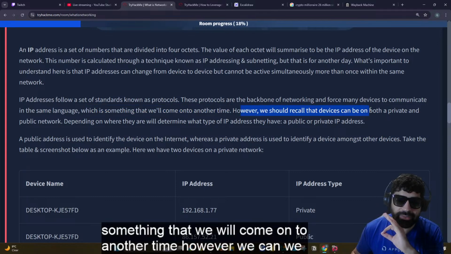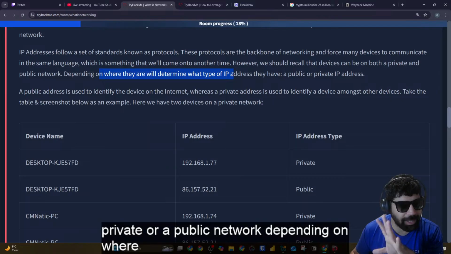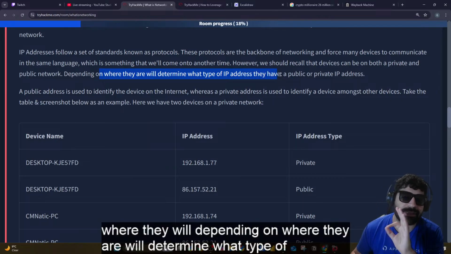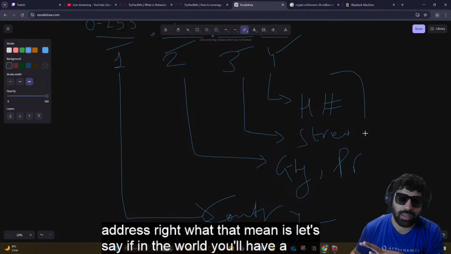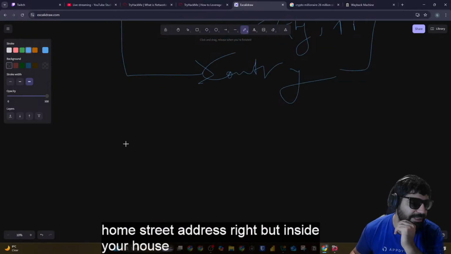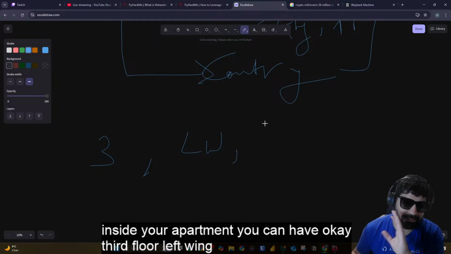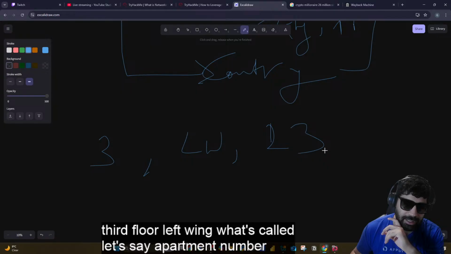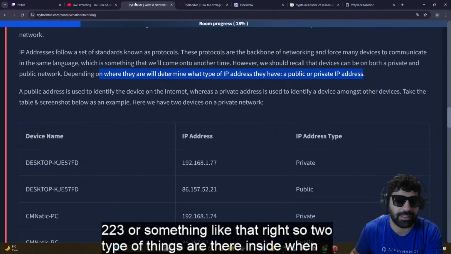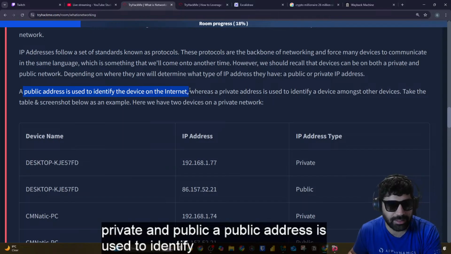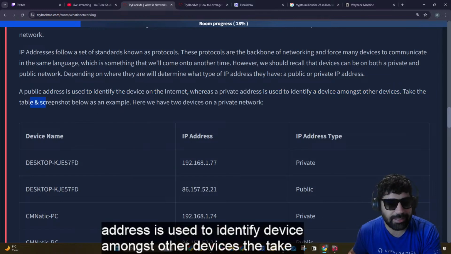However, we should recall that devices can be on either a private or a public network, and depending on where they are will determine what type of IP address they have, a public or a private IP address. What that means is, in the world you have a whole home street address, but inside your apartment, you can have, okay, third floor, left wing, apartment number 23 or something like that. So two types of addresses are there when we are talking about private and public. A public address is used to identify a device on the internet, whereas a private address is used to identify a device amongst other devices. Take the table and screenshot below as an example.